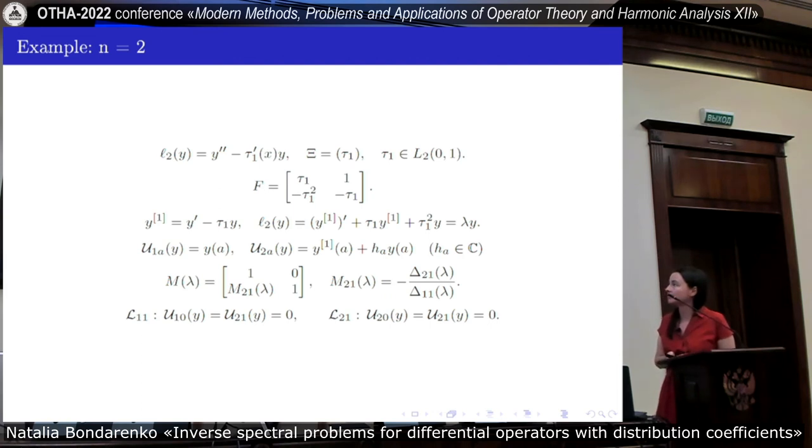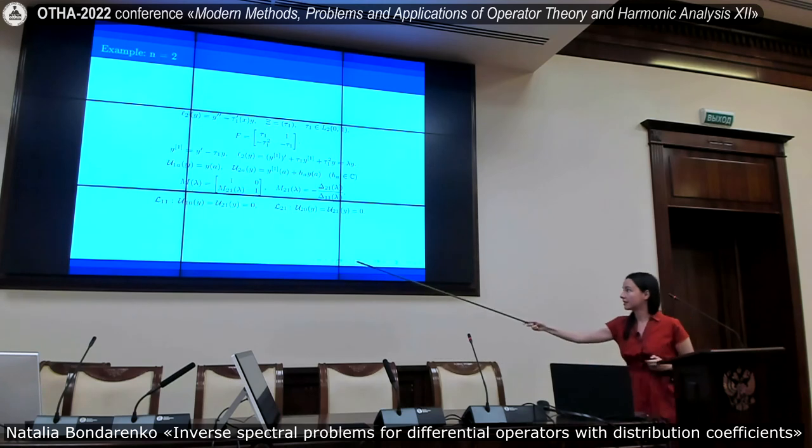What we have for n equals 2? We have the differential expression with one coefficient tau 1, which is of class L2. We have the regularization matrix of the following structure, and then the quasi-derivatives are written. In the boundary conditions, there are only two possible forms, the zero order and the first order. U1 can be zero order and U2 of the first order, or vice versa. The Weyl matrix has such form.